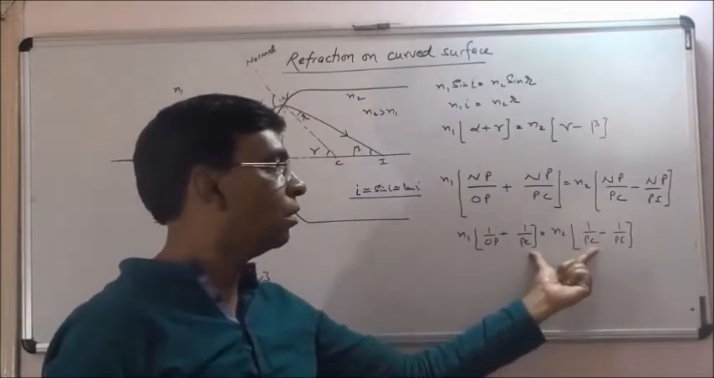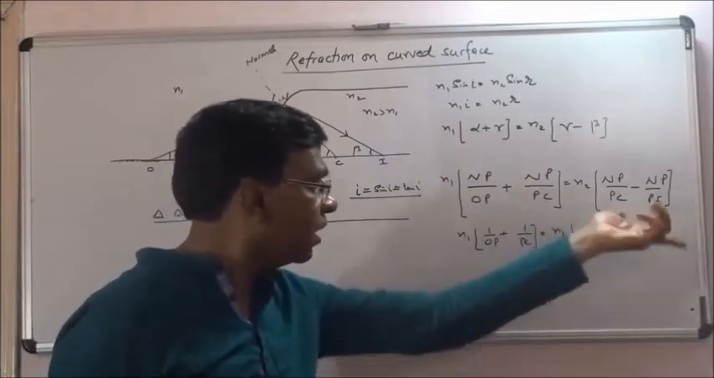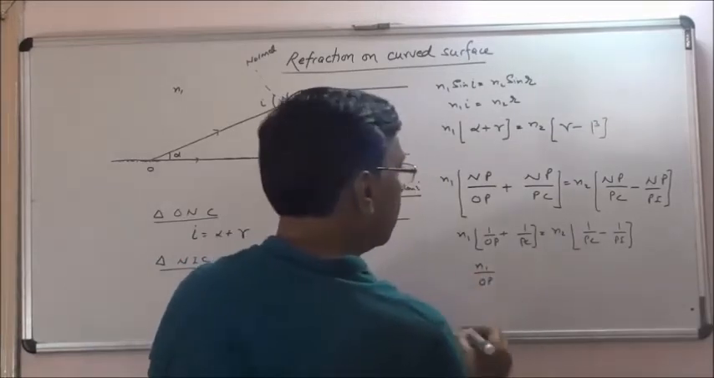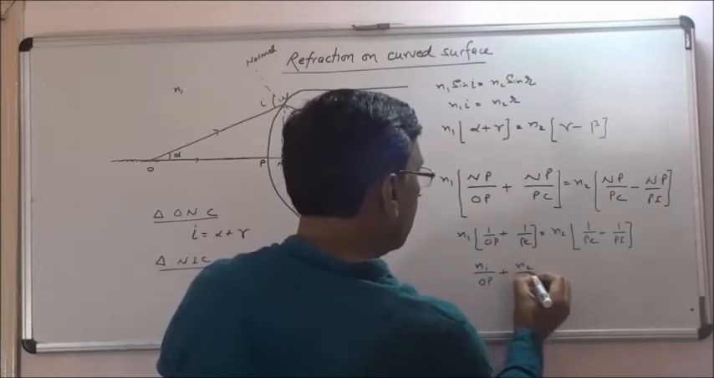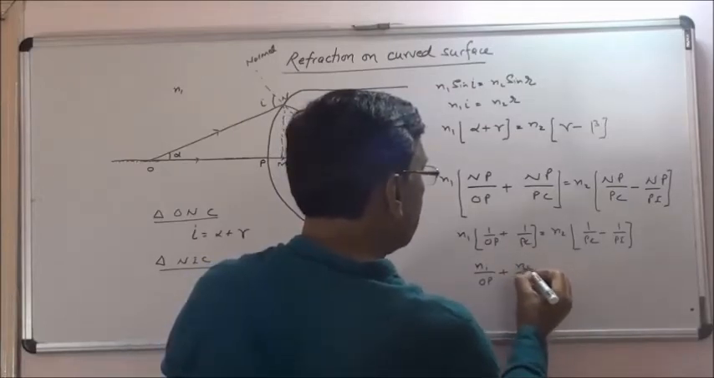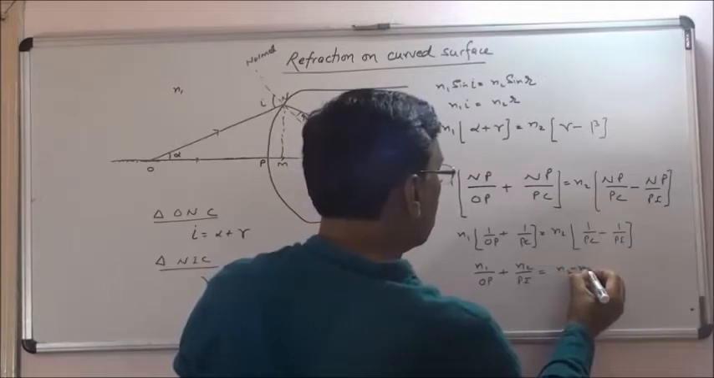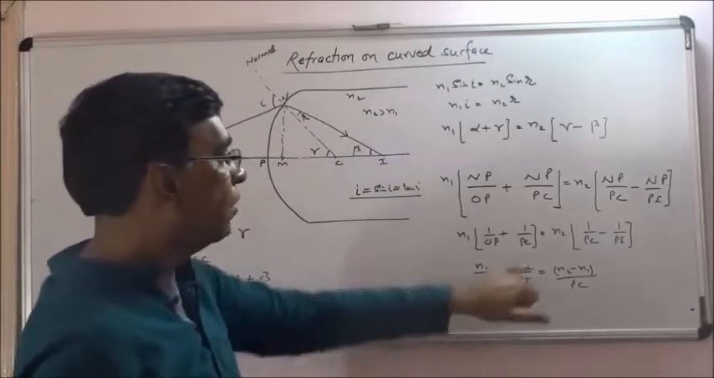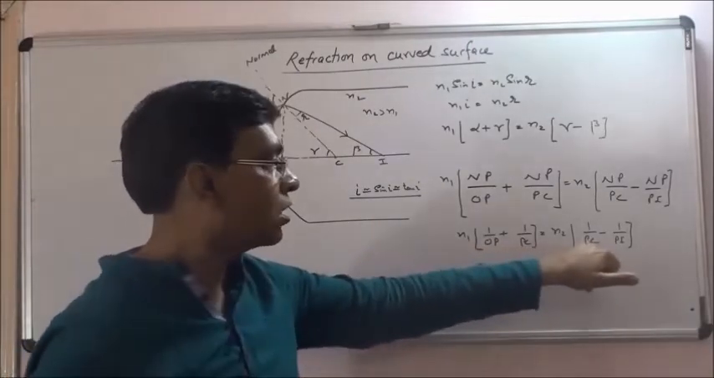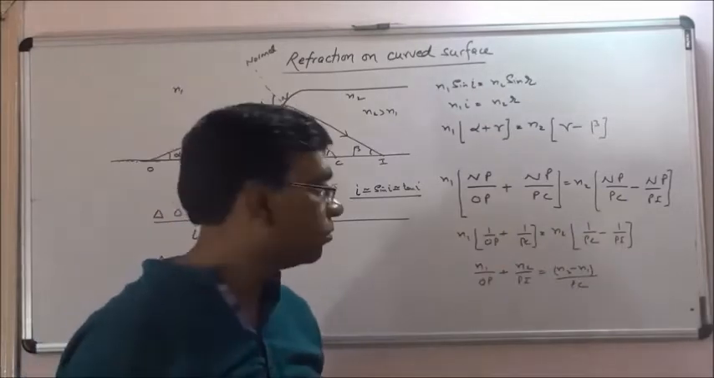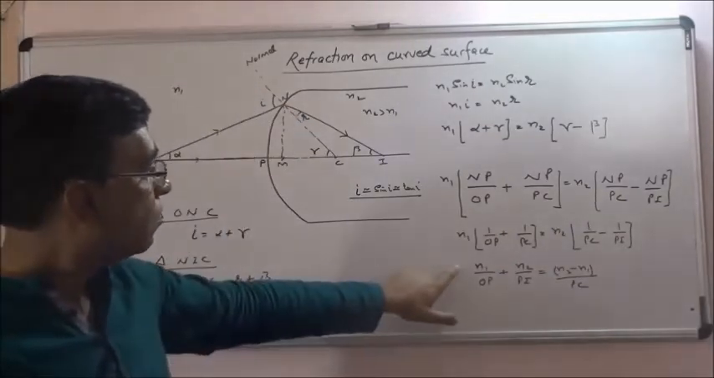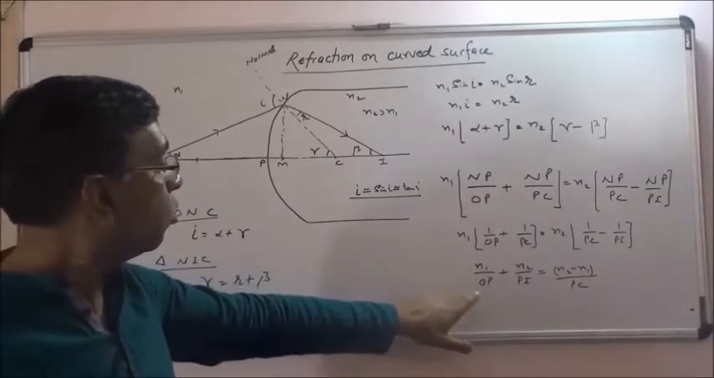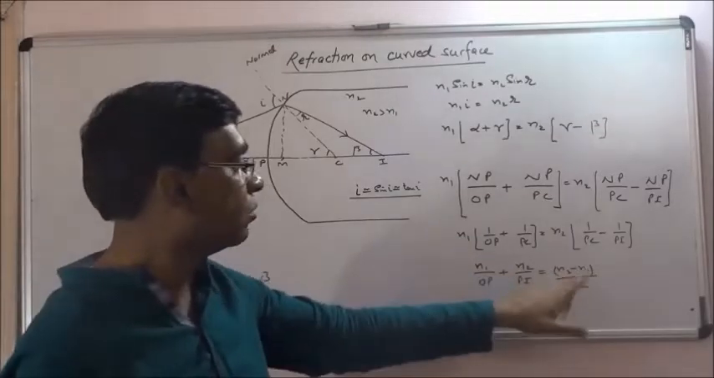Two terms have PC, so let us take them on one side and another one on one side. So N1 upon OP plus N2 upon PI is equal to N2 minus N1 upon PC. I have taken this term on this side and this term on this side. You should write these steps yourself to understand it better.